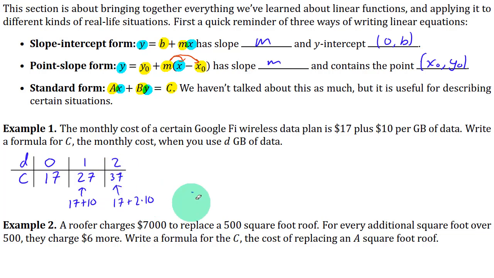Okay, so in general, what's the formula going to be? The formula for C is going to be, well, what are we doing with the D to get the 17 and the 27 and the 37? Well, we're starting at 17, and every time D goes up by 1 gigabyte, the cost goes up by $10. So that's the slope, is 10.